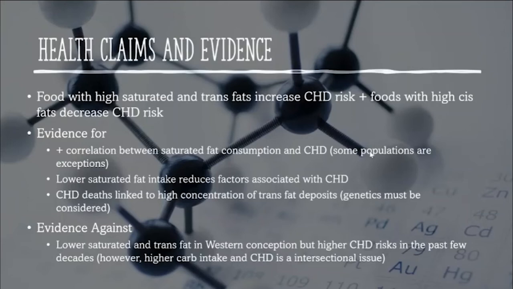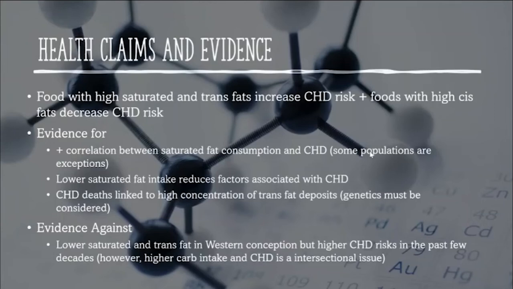And lowering the amount of saturated and trans fats, so this is evidence against now. Lowering saturated and trans fats has been observed in Western diets. However, the rate of chronic heart disease has increased. However, this could be because Western diets include far more carbohydrate intake. Odds are if you are eating anything, it might not even be sweet, it probably has high fructose corn syrup in it. We put high fructose corn syrup in literally everything.